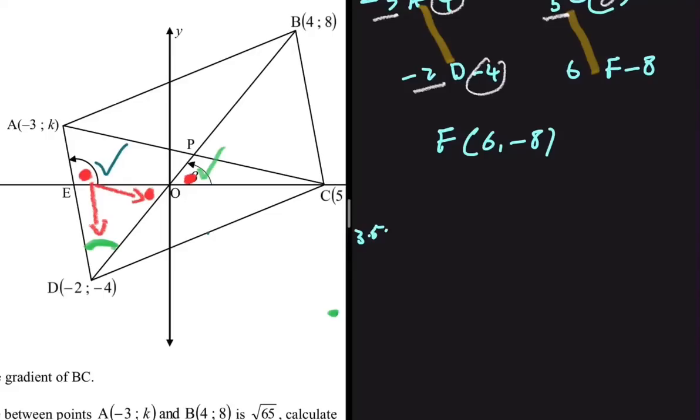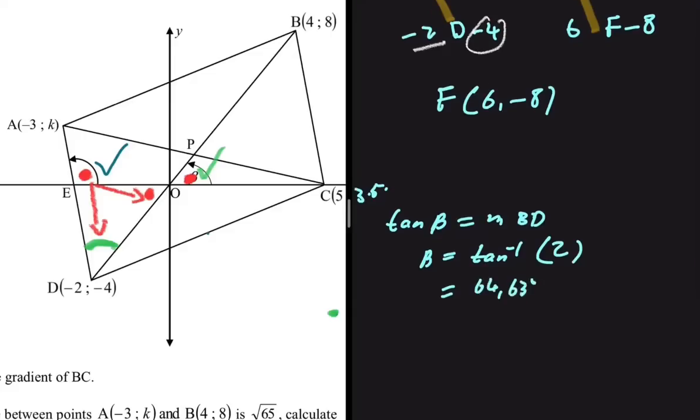So let's go ahead and compute that. We're going to see that tan of that angle is equal to the gradient of BD. That angle will be equal to tan inverse of the gradient of BD. We calculated it when we were trying to prove that AC is parallel to BP, and it was 2. So what is tan inverse of 2? That will give you the angle, so yeah, that angle is covered.